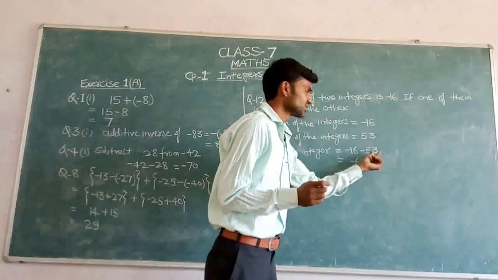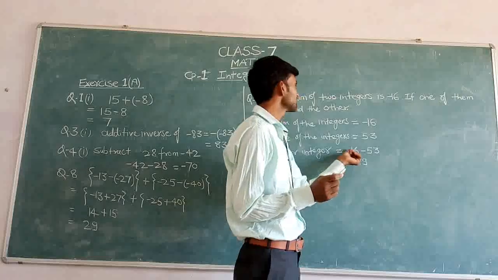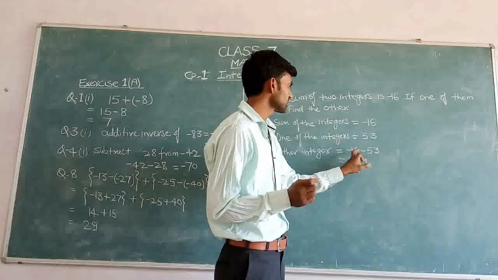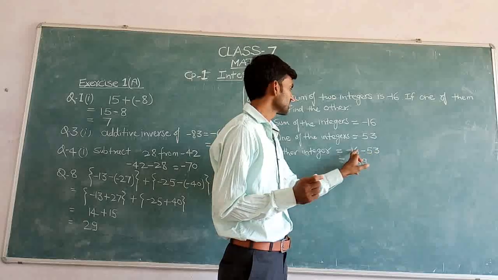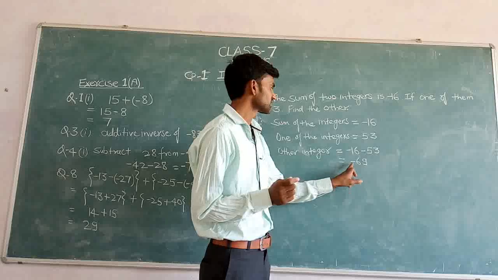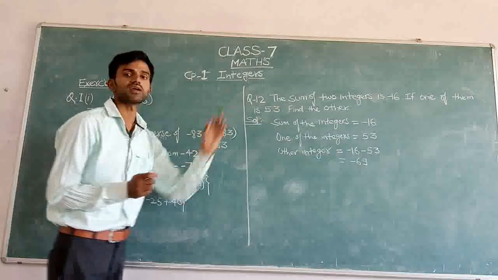So 53 subtracted from minus 16: minus 16 minus 53. Both have negative signs, so to add these two integers, 16 and 53 become 69. So minus 69 is the other integer.